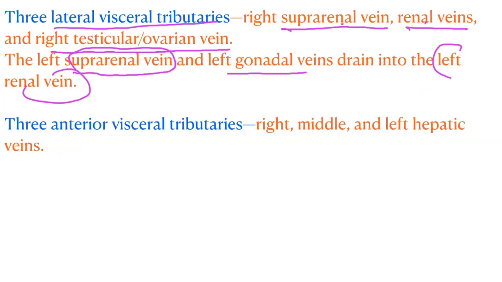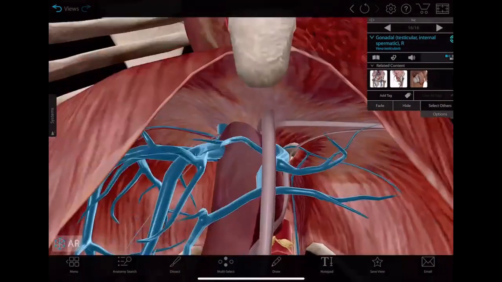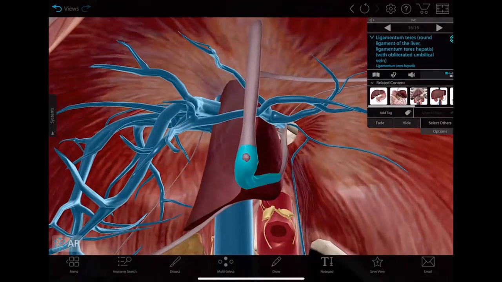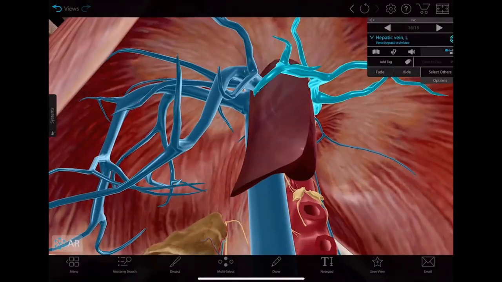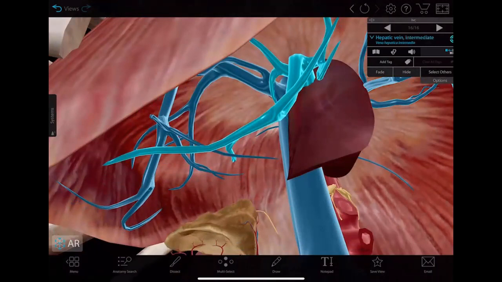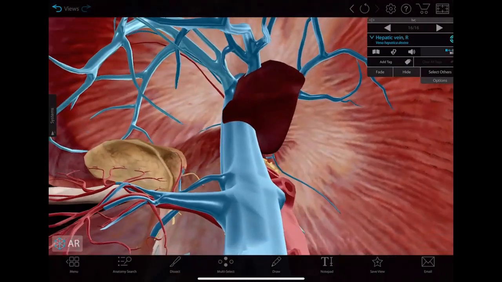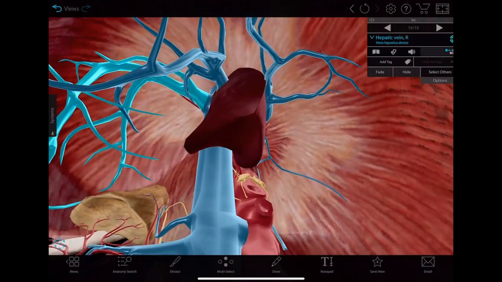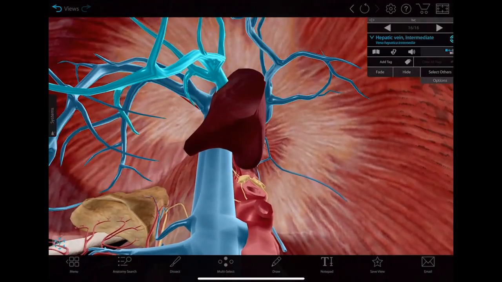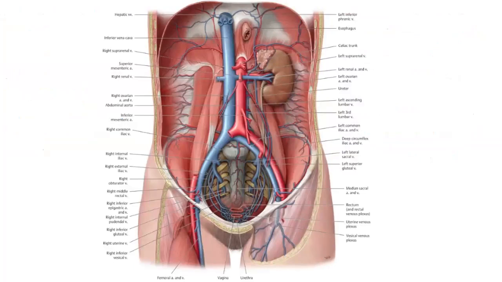The three anterior visceral tributaries are the right, middle, and left hepatic veins. See, these are the hepatic veins, right? That is the left hepatic vein, this is the intermediate hepatic vein, and this one is the right hepatic vein. You can clearly see that. They are all draining into the inferior vena cava. This one is left, this one is intermediate, and this one is right.